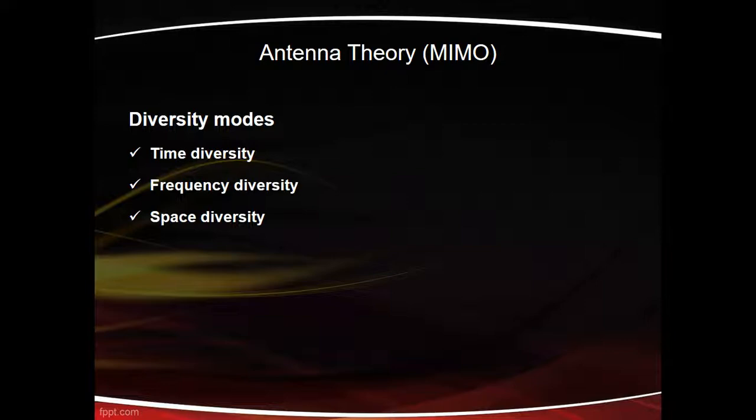And space diversity, in the broadest sense of the definition, is used as the basis of the environment. It uses antennas located in different positions to take advantage of the different radio paths that exist in difficult terrestrial environments. So those are the three diversity modes that give the advantages of MIMO.